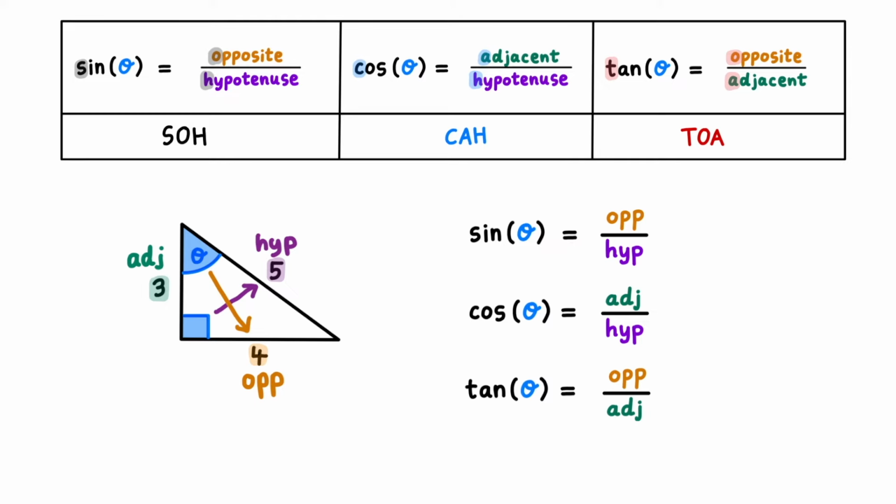Well, by definition, sine of theta is equal to the opposite over the hypotenuse. Since the opposite is 4 and the hypotenuse is 5, the sine of theta will be equal to 4 over 5. Cos of theta is the adjacent over the hypotenuse. In our triangle, the adjacent is 3 and the hypotenuse is 5, so cosine of theta will be equal to 3 over 5. Tan of theta will be equal to the opposite, 4, over the adjacent, 3.